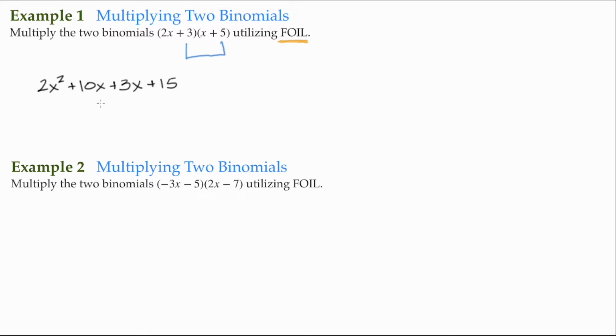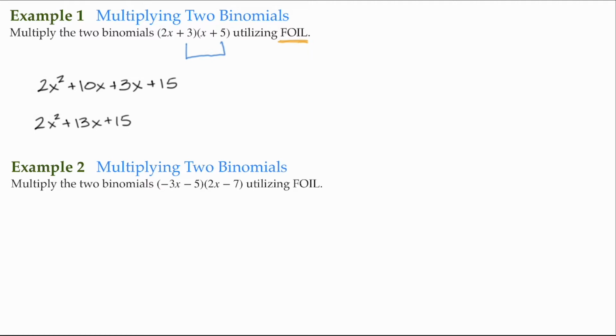So our result is this 4-term polynomial, 2x squared plus 10x plus 3x plus 15. And we can go ahead and combine any like terms. Typically when we use FOIL, the like terms that we can combine are usually these inner middle terms. So this becomes 2x squared, 10x plus 3x, that's 13x, and then plus 15. So the binomial 2x plus 3 multiplied to the binomial x plus 5 equals 2x squared plus 13x plus 15.